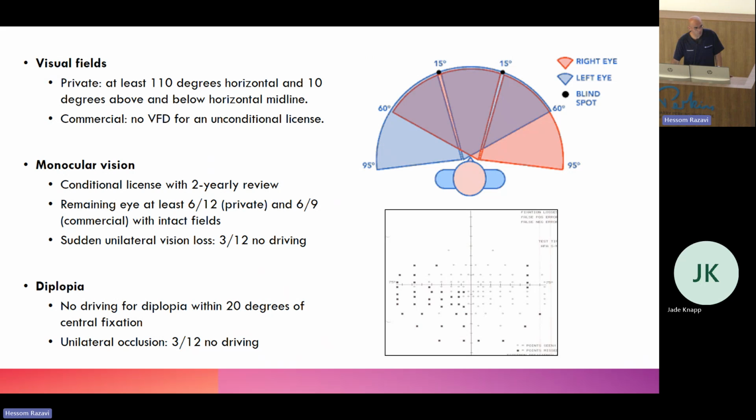If you have sudden loss of vision in one eye, then no driving for 3 months, irrespective of how good the remaining eye is, because you lose depth perception. You immediately lose depth perception when you lose vision in one eye. And you actually regain monocular depth perception, but that takes time to develop. So usually you need binocularity, you need 2 eyes to have depth perception.